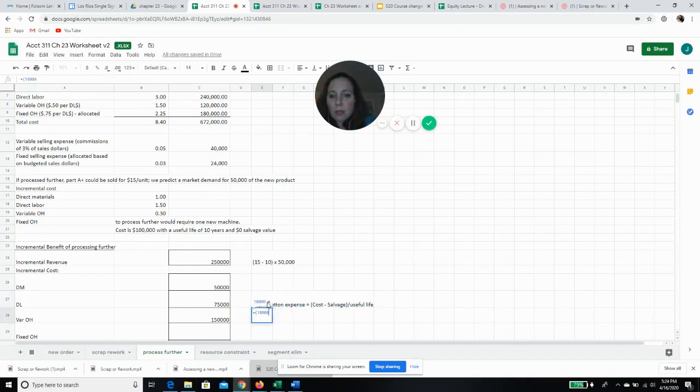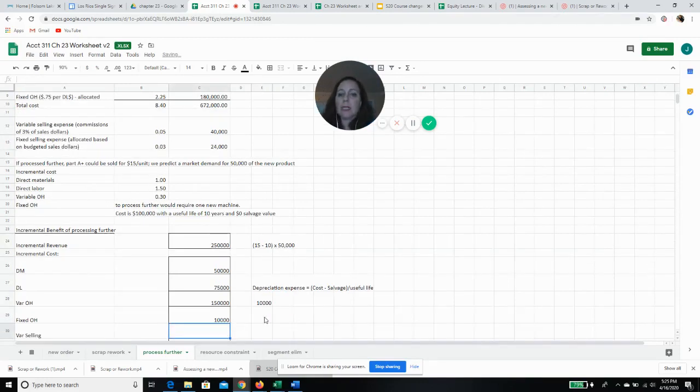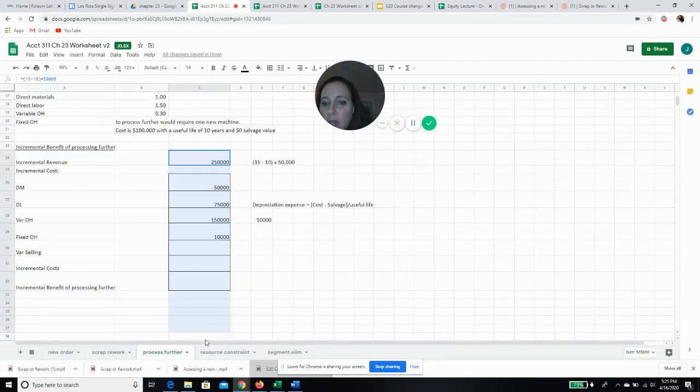So in this case, it's going to be $100,000 for the cost minus salvage value of 0 divided by a 10-year useful life, which means that my annual depreciation is going to be $10,000. So my incremental fixed overhead is going to be $10,000 because I have to buy this new machine. All right, so now let's just turn these into dollars.